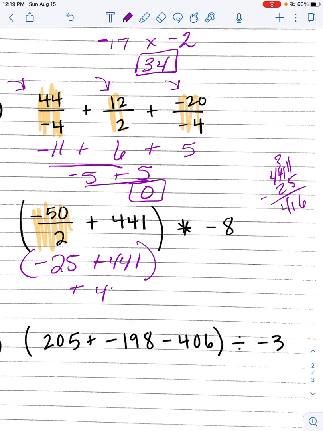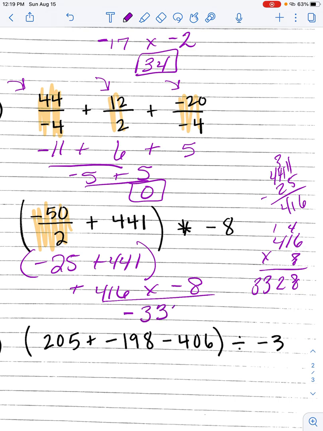Okay, so I have 416, and then I'm multiplying by a negative 8. A positive times a negative is a negative, and I'm going to do 416 times 8. So I have a negative 3,328.